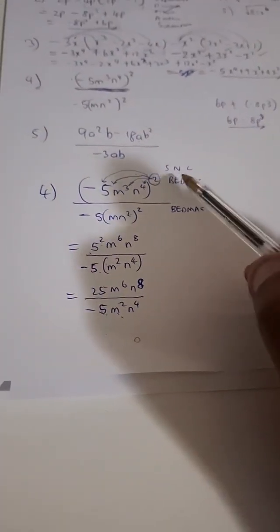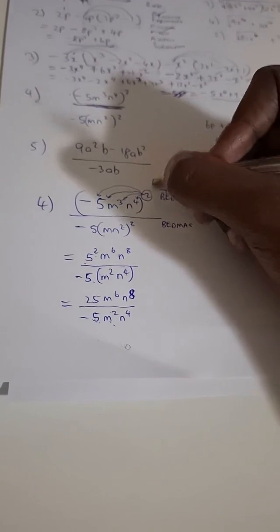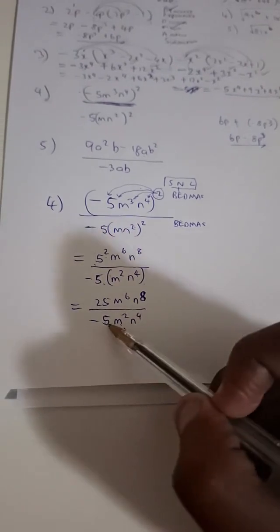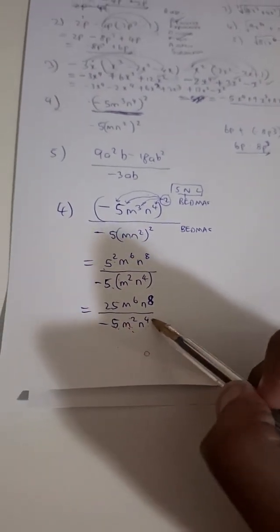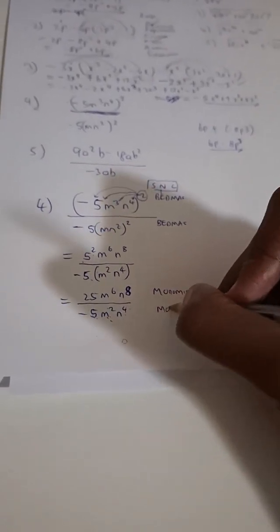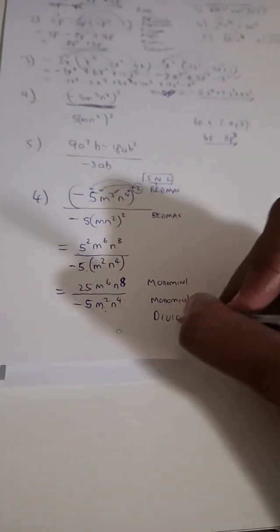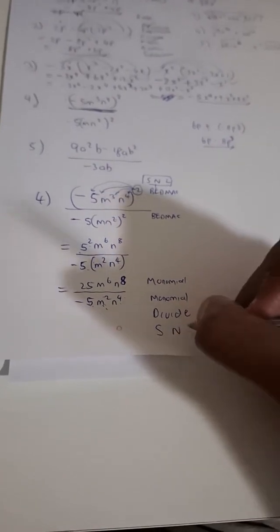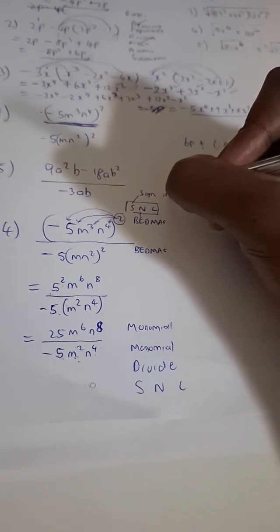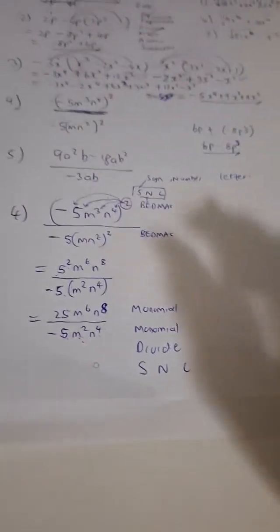After having applied BEDMAS, brackets, exponent using SNL for the exponent for each numerator and denominator, and then multiplying in the denominator to get -5m squared n to the power 4, you can see that there's a monomial at the top divided by a monomial at the bottom. So now I can divide still using SNL. S means sign, N means number, L means letter.